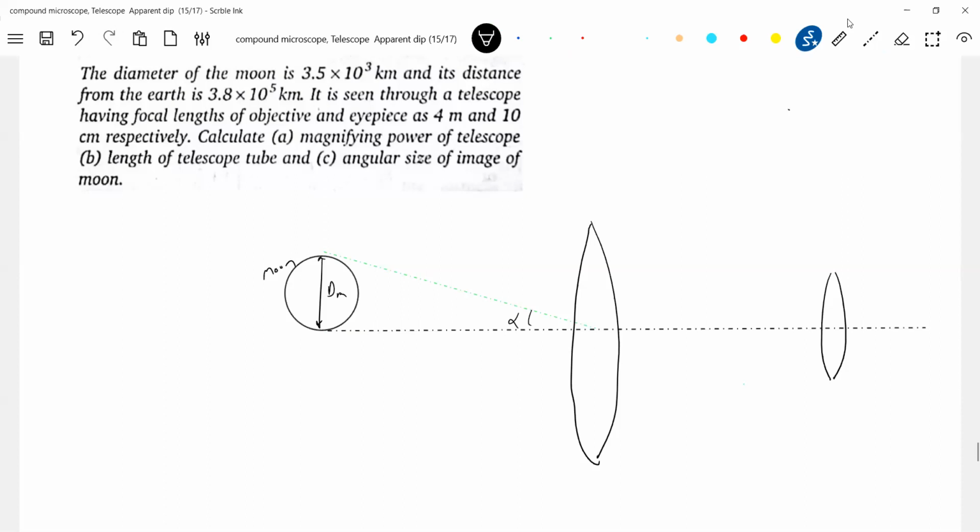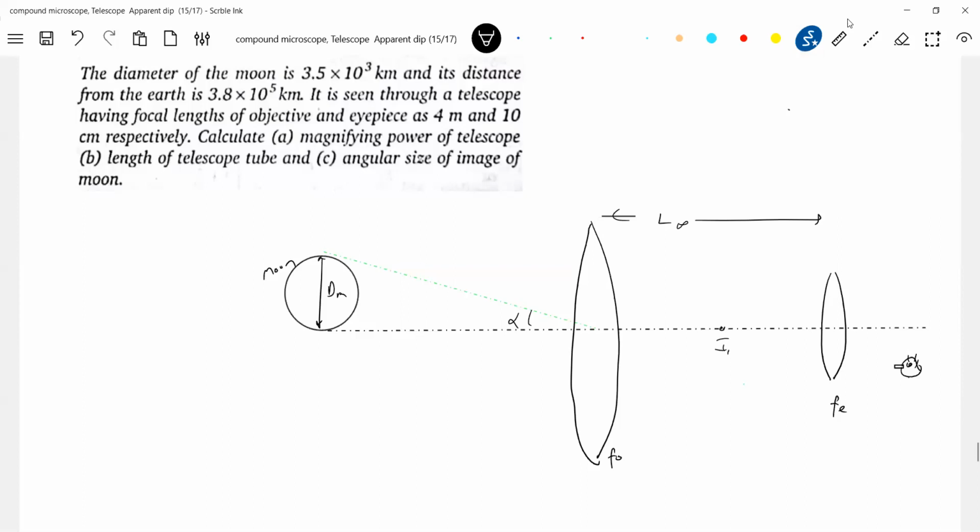The final image will be formed. The angular size of the image of the moon is what he's asking. And there's the length of the tube. Anyway, it's far away, no? So what is the distance? After refraction, the rays will form image I1 here, I2. Okay, so F naught and this is Fe, and I is here.